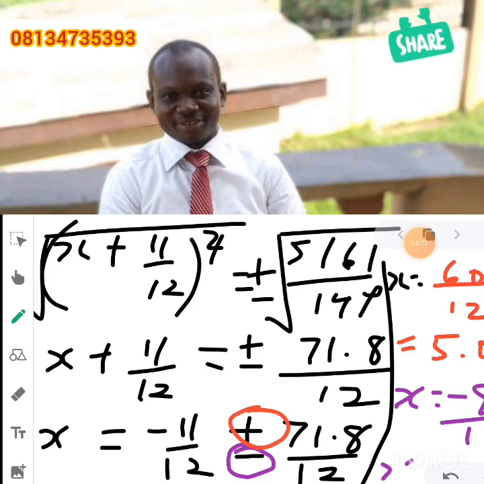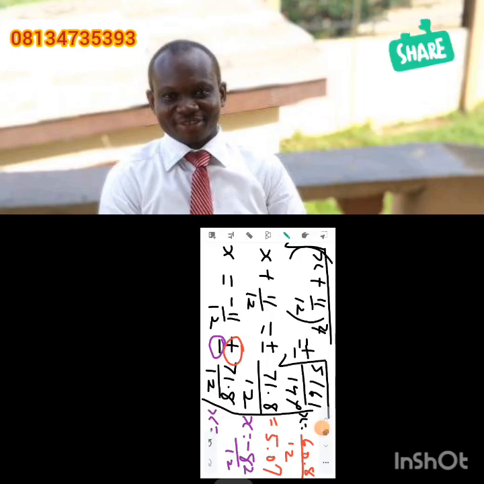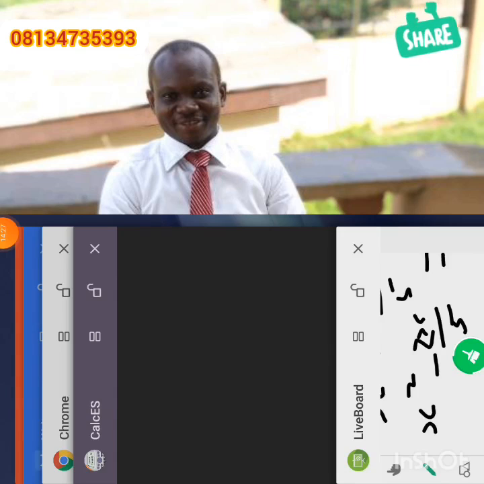So x will be equal to what? What is minus 82 over 12? Let's use our wonderful calculator. Minus 82 over 12.